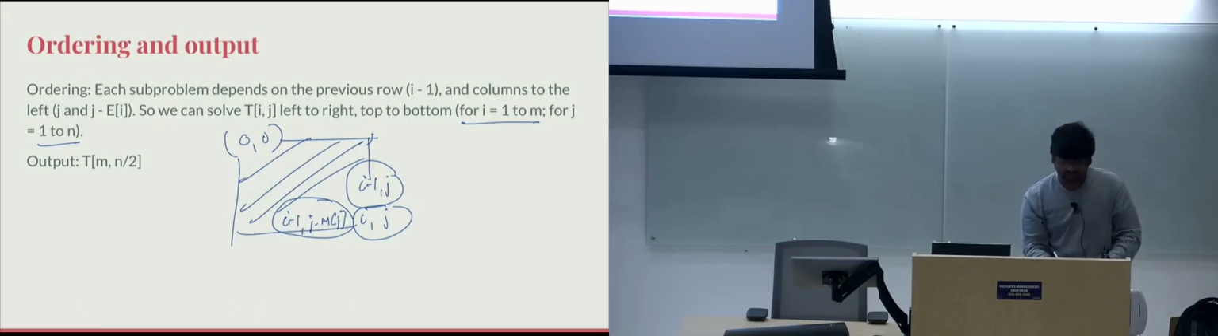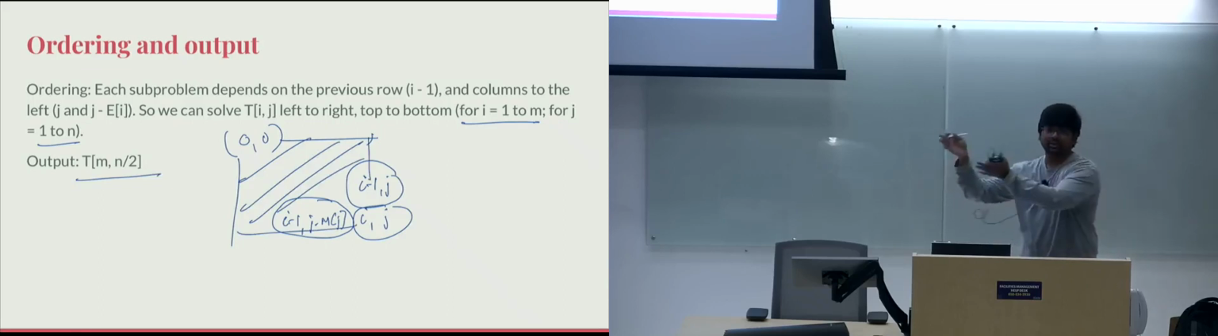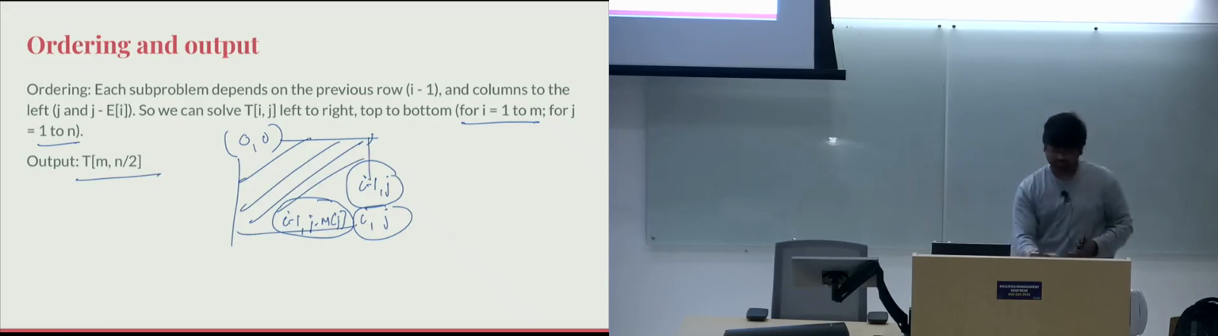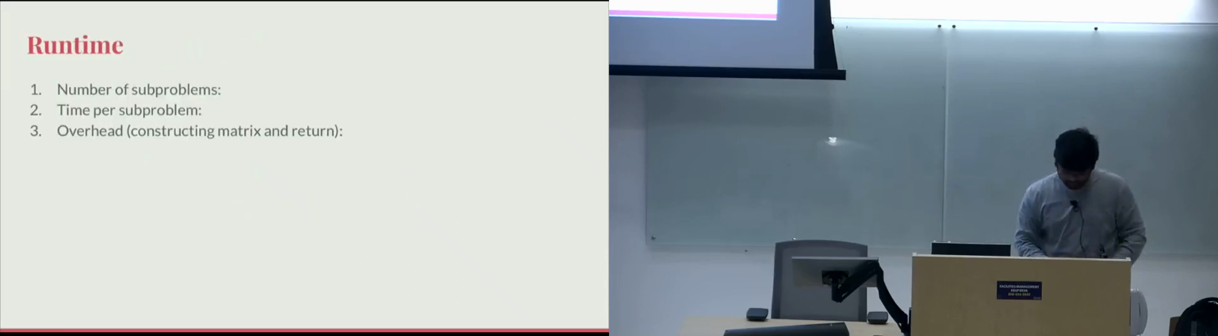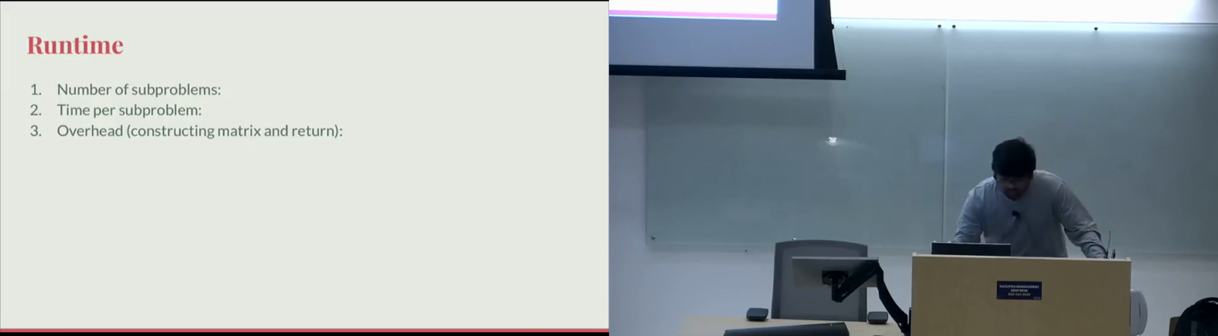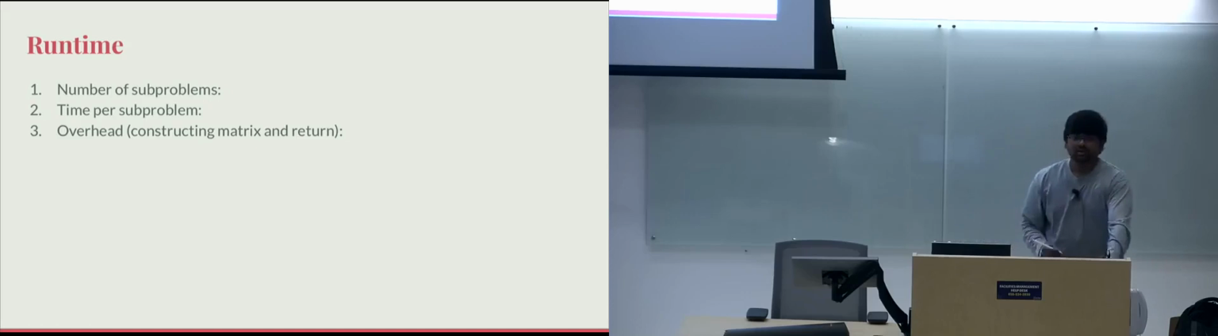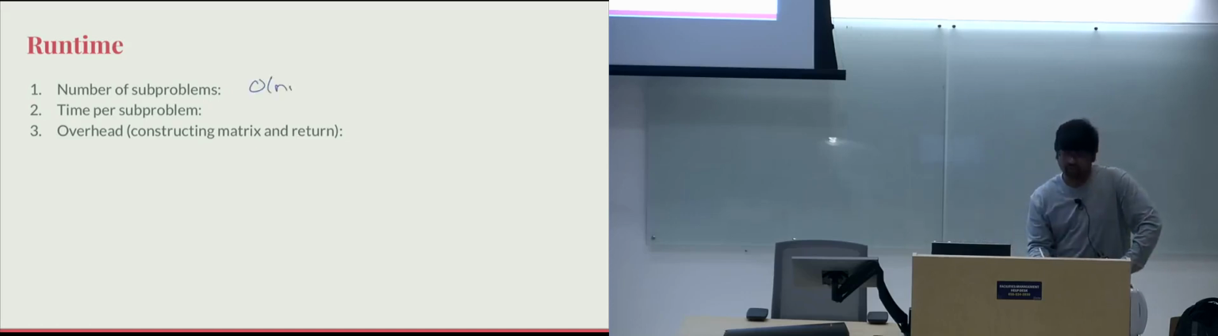And the output is nothing but m, n by 2. It is basically saying you have m states, you need to get n by 2 votes. So what do you think the number of subproblems is going to be in this case? It's going to be nm, right? Because you have two loops. So n into m, and each is O of 1, so overall it is O of nm. If you add up everything, it will be O of nm.